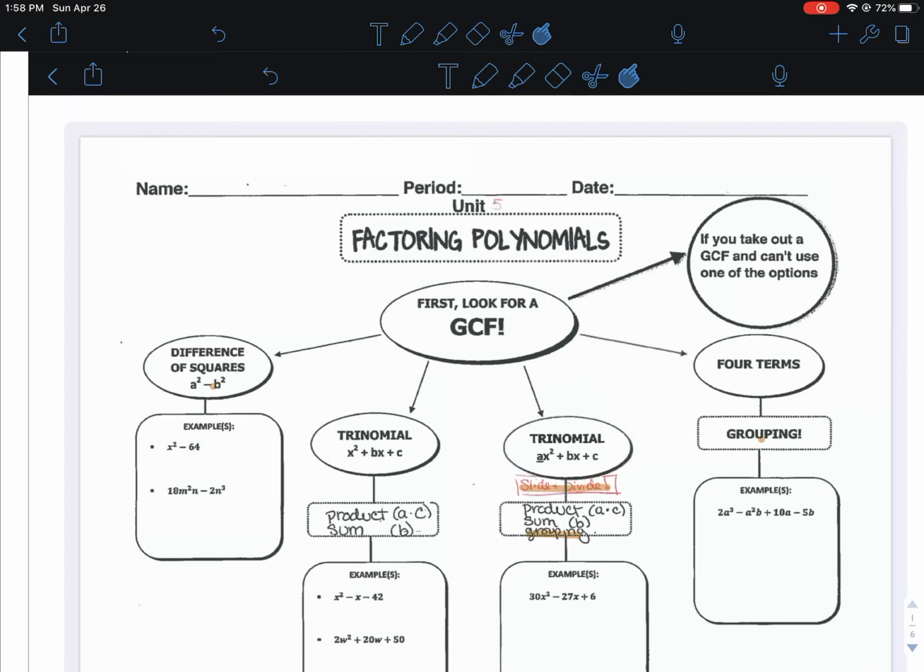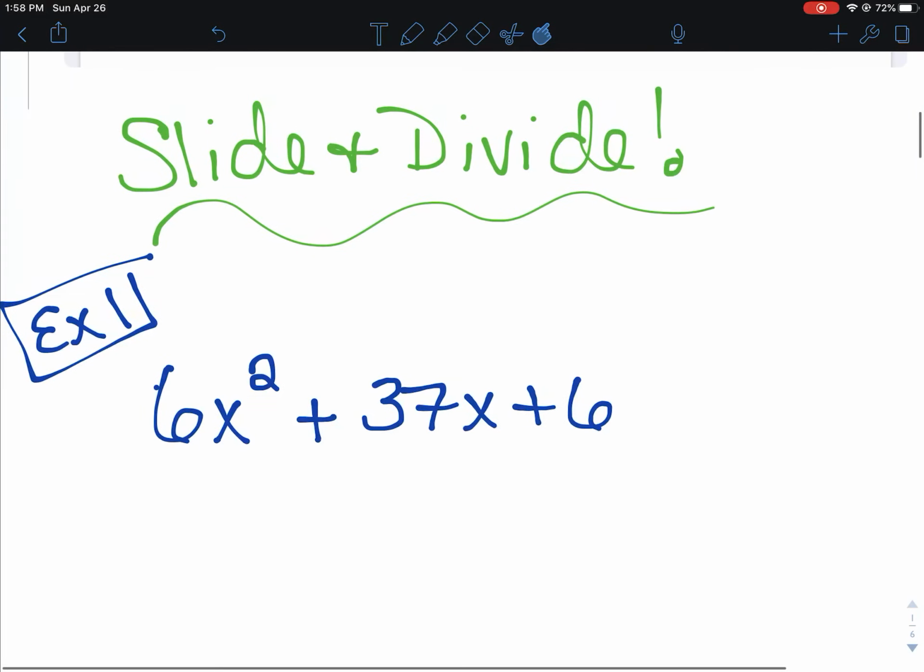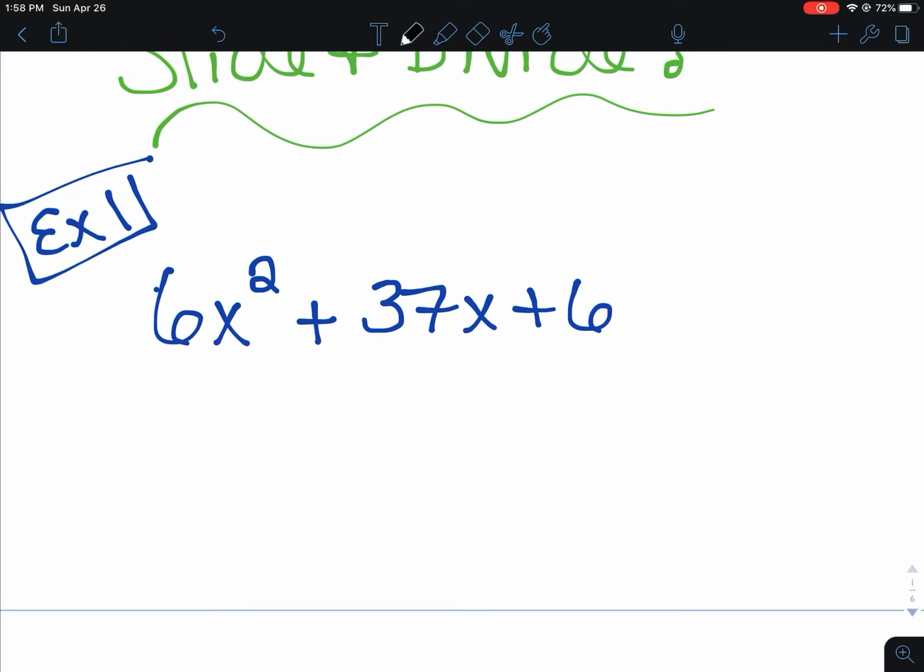So here, we have 6x squared plus 37x plus 6. Now, I want to look for a greatest common factor, so I have to think, okay, can anything divide out of 6, 37, and the last number is 6 again, so we don't have to write that twice. The only thing I can think of is 1. So, no greatest common factor, but I still have this number in front of x squared, which is different from what we did previously. So in that case, I'm going to do what we call slide and divide.